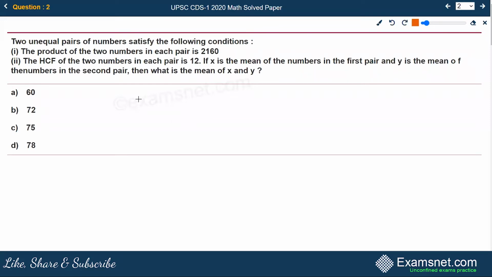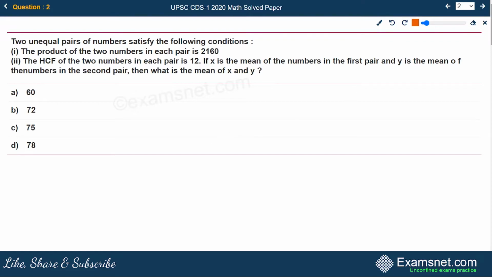In question number 2, we are given two unequal pairs of numbers that satisfy the following conditions. The product of the two numbers in each pair is 2160, and the HCF of the two numbers in each pair is 12. If X is the mean of the numbers in the first pair and Y is the mean of the numbers in the second pair, then what is the mean of X and Y? Here we are going to use the concept of HCF and the mean.